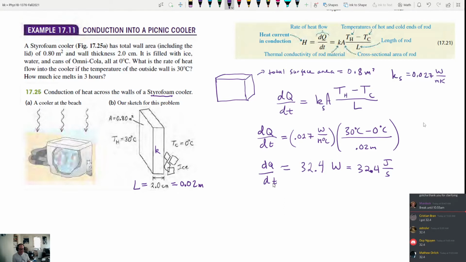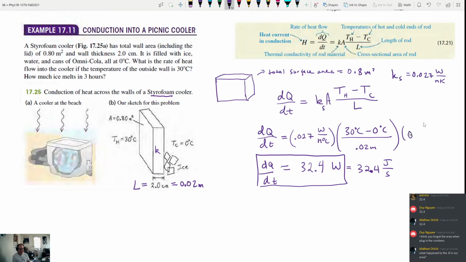Because it's heat per second, so it seems reasonable that it would be joules per second, or watts. So there we go. That's the rate of energy flow into the cooler. I did leave out the area. Thank you, Mr. Wynn. I did leave out the area, so we should have multiplied this times 0.8.